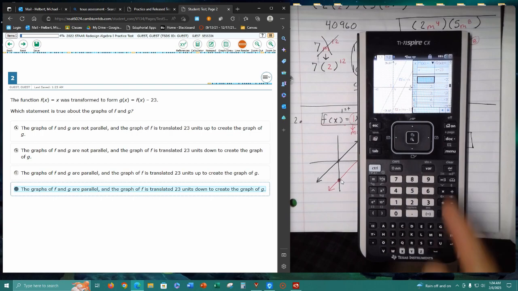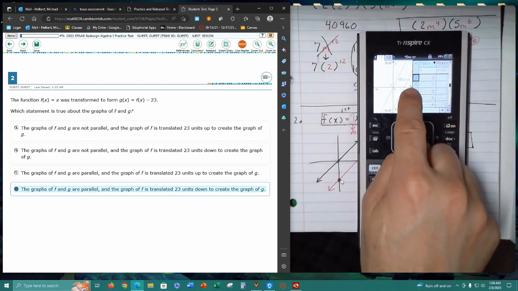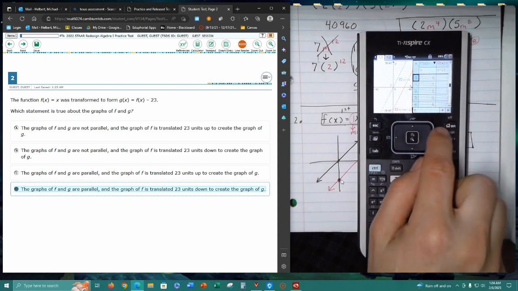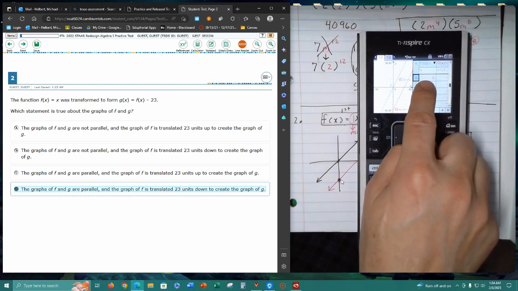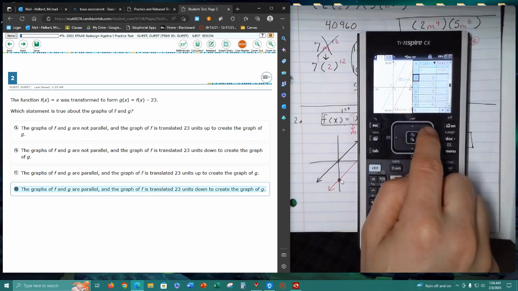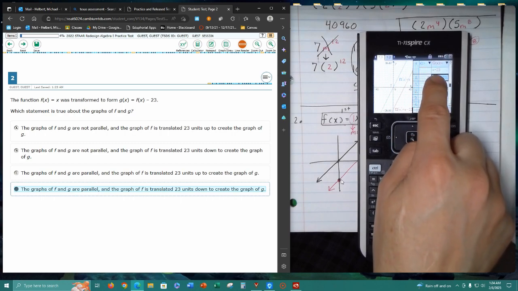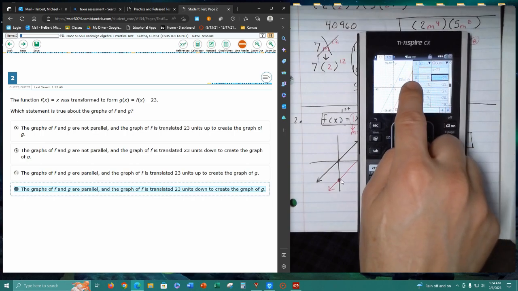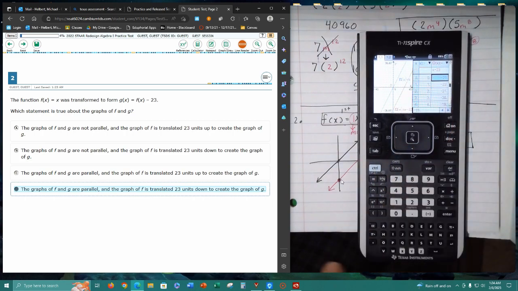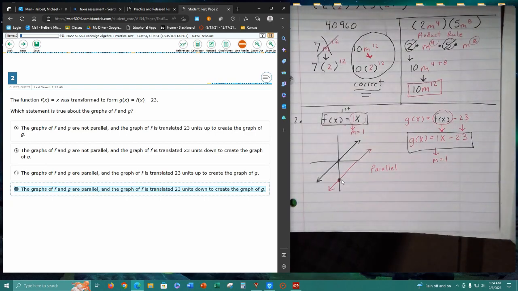And when I do that, I can look and see my x-intercepts and y-intercepts. Notice we had a y-intercept at (0, 0) for the first function, the blue one. That's f of x equals x. And if I go over to the second function, its y-intercept is negative 23. That's what it means under the red one, where x is 0 and the y value is negative 23. So it is true that it moved down 23 units.